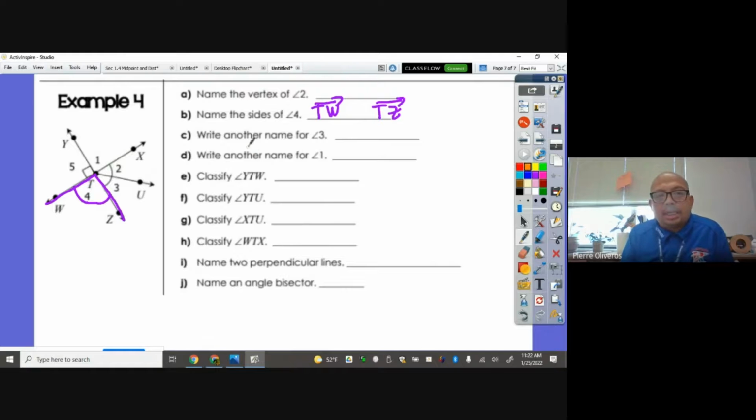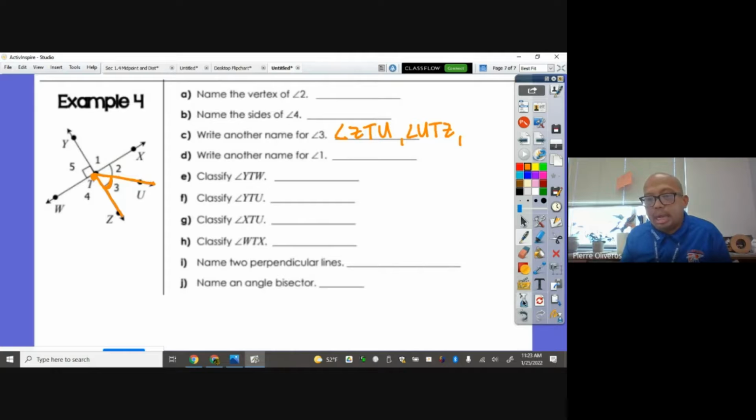Okay. Write another name for angle 3. Angle 3 is right here. So the angle is this orange one. I can use three letters, ZTU, or I can use UTZ. Do you think I can use just the vertex? No, because there are so many multiple representations associated with angle T here. So I cannot use just one letter, the vertex. Okay.